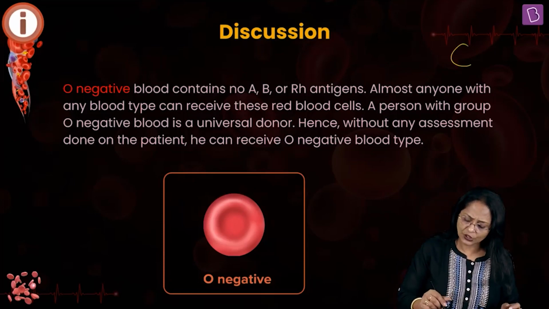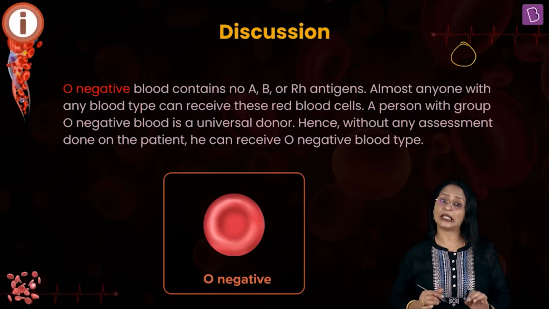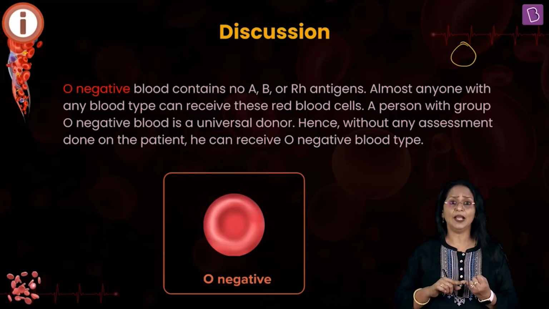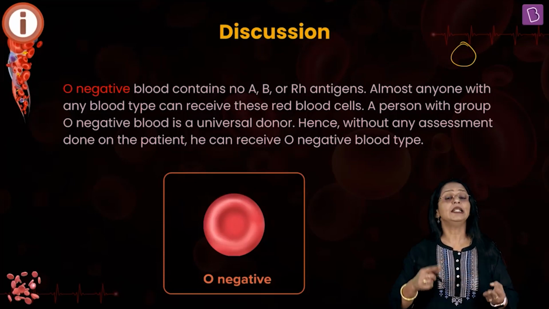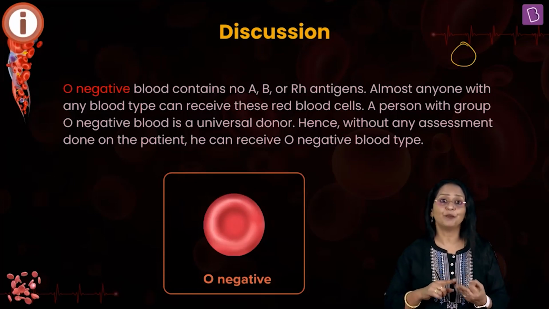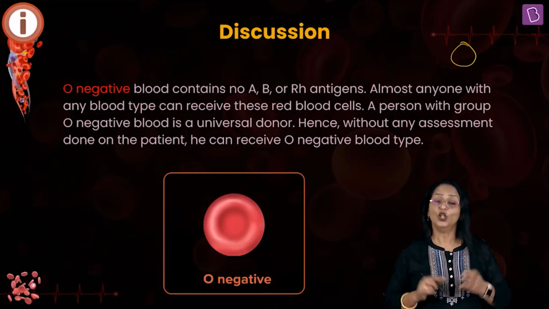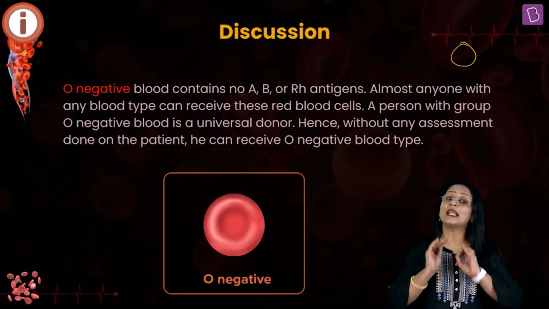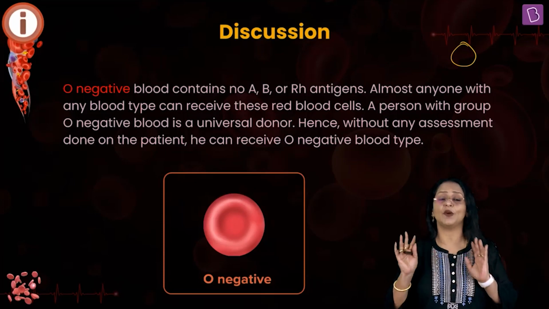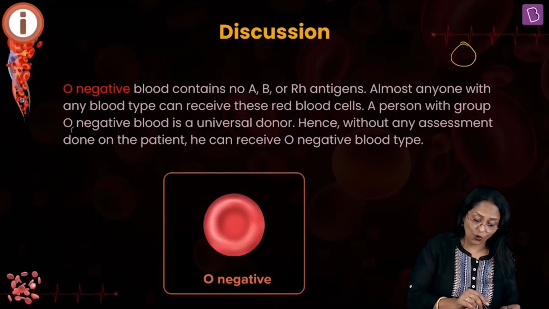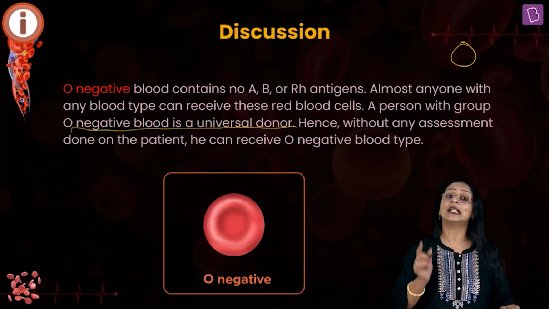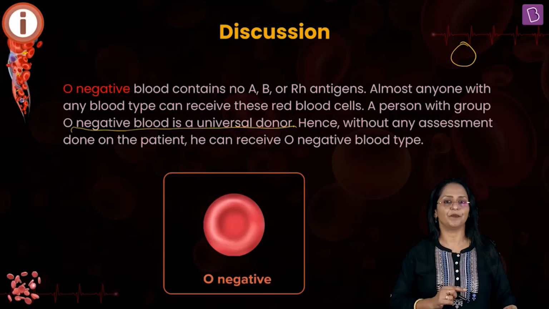Because O does not have any antigens on its surface. Neither does it have A, nor B, nor Rh positive, nor the Rh negative, right? So this blood group is the safest that can be given to anyone, which is why O negative blood group is called the universal donor.